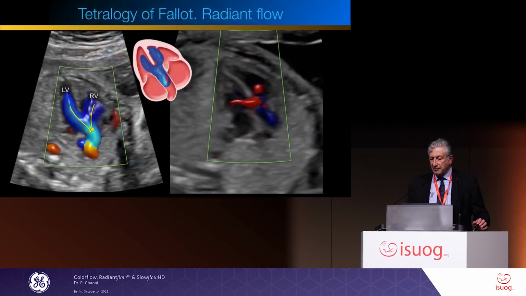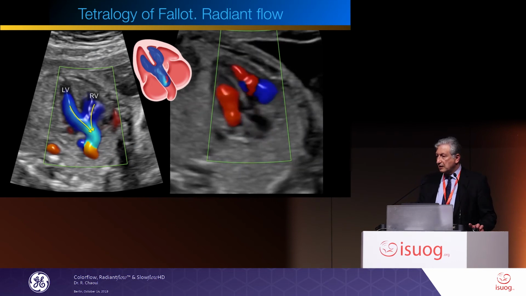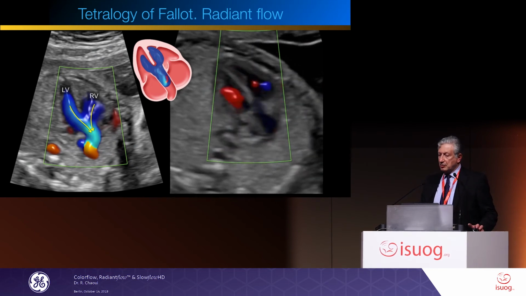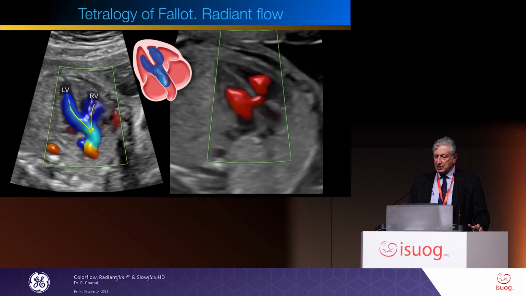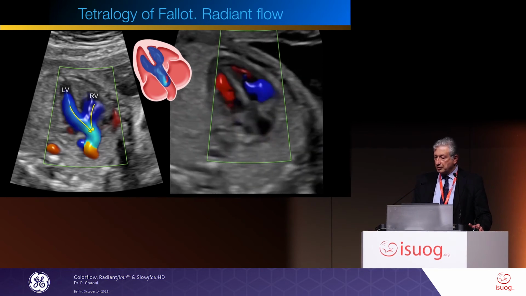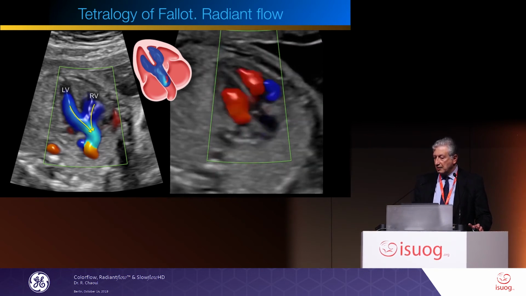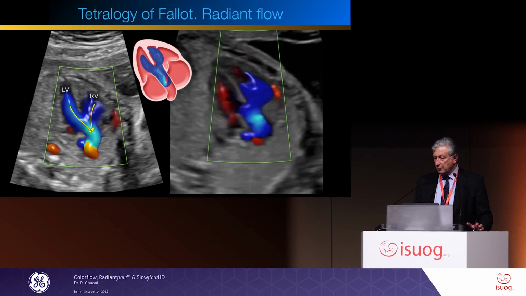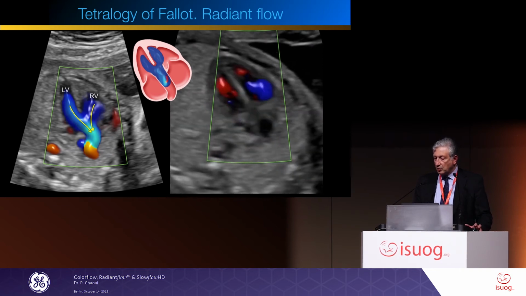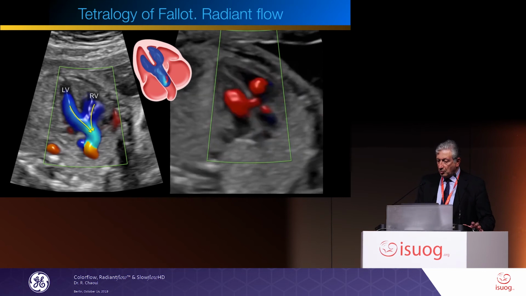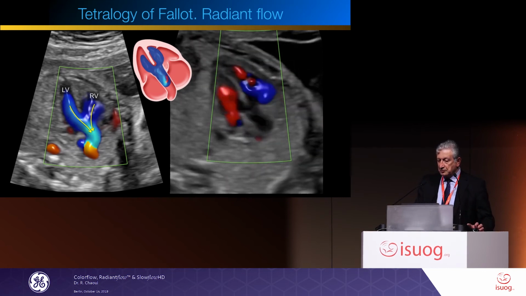And you see here, this is a fetus with the tetralogy of Fallot, where you see clearly the overriding of the aorta in the tetralogy by using the Radiantflow, and you see the borders very clearly, so there is no doubt that there is overriding, so no sign of possible artifacts, which can also be found in color Doppler on normal fetuses when you have this view.